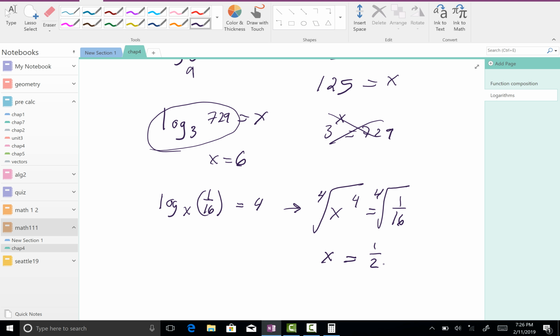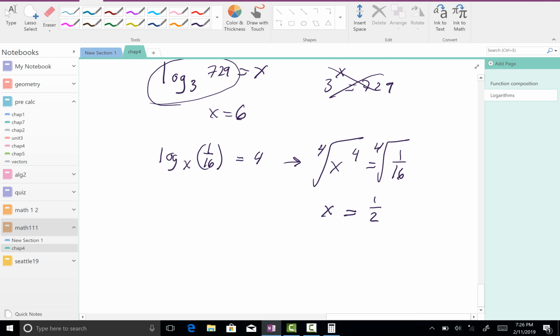All right. So all I'm doing is using that definition of a logarithm on these. Okay? That's it. So no matter what the arrangement, use the definition of a logarithm, and you'll be fine.